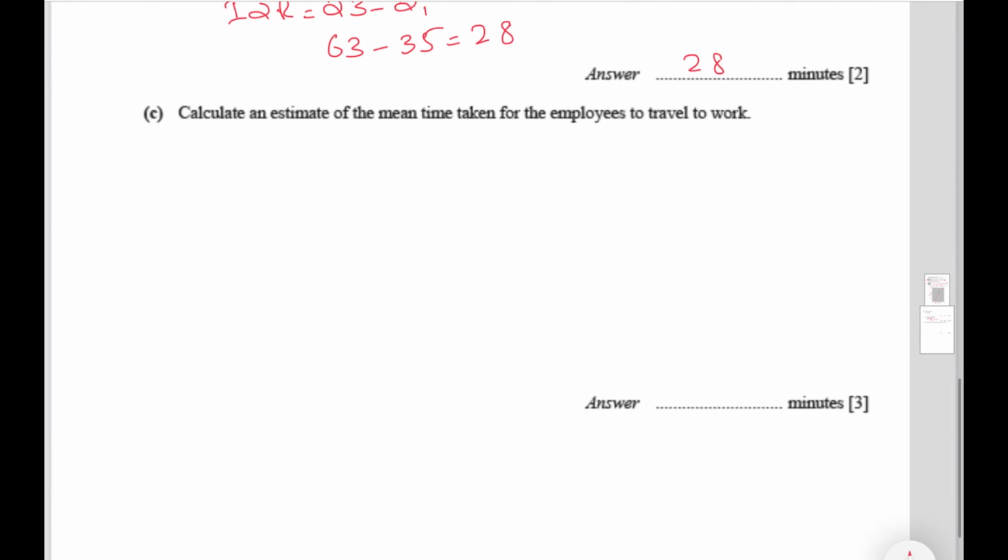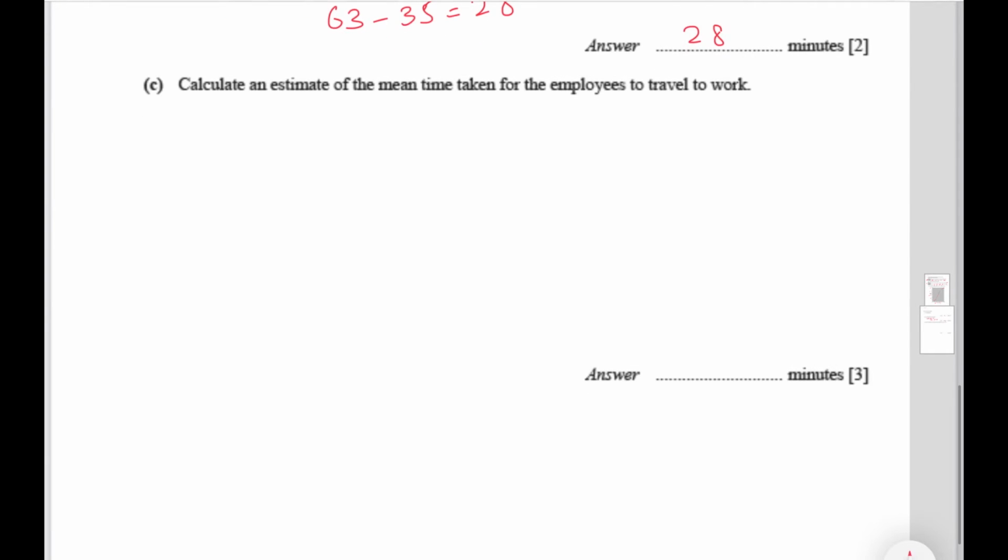Next part of the question says, calculate an estimate of the mean time taken for the employees to travel to work. In order to find the mean, we follow this formula. The mean is equal to the sum of fx, where x is the middle value, f is the frequency, divided by the sum of the frequency.